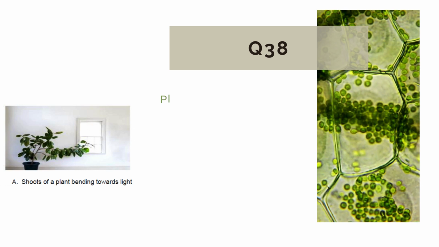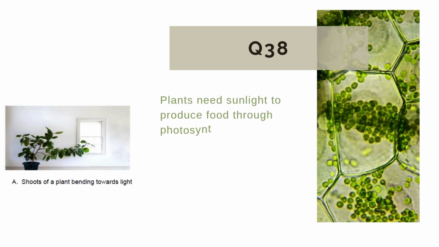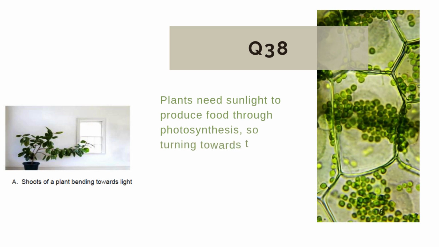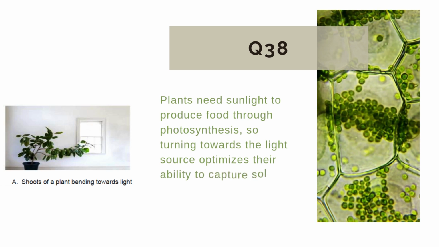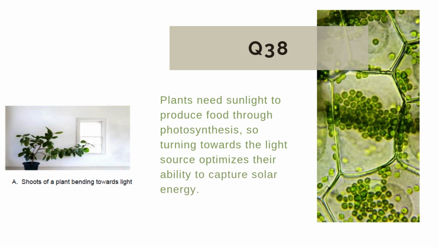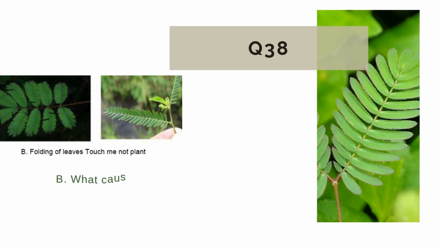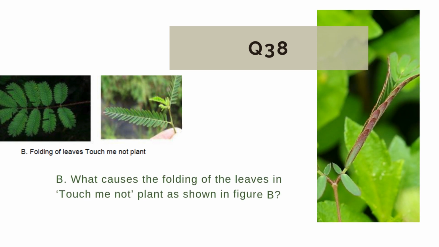And as we all know, plants need sunlight to produce food through photosynthesis. So, turning towards the light source optimizes their ability to capture solar energy. We good? Thought so. Let's move to the next part of the question. What causes the folding of the leaves in touch me not plant as shown here?